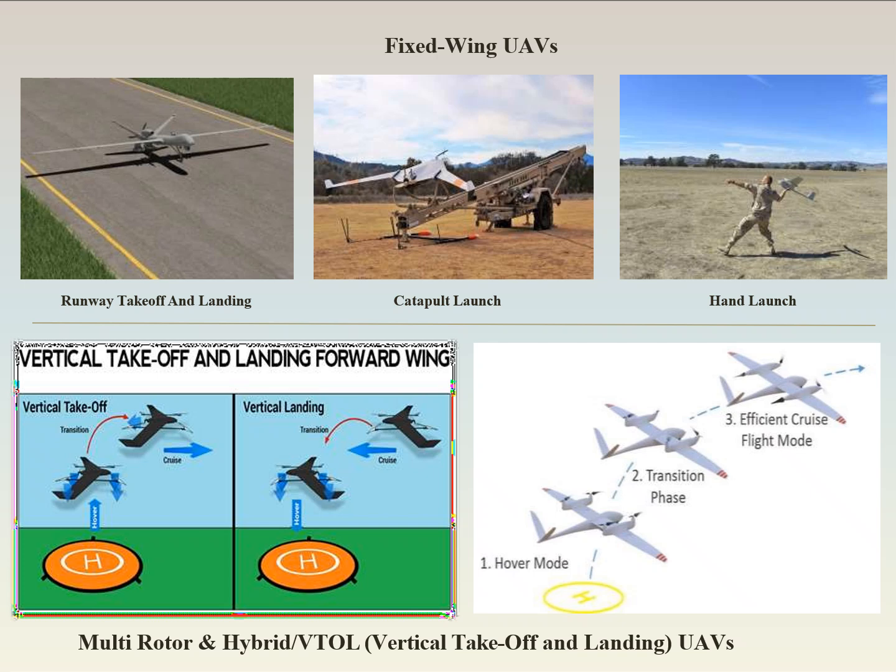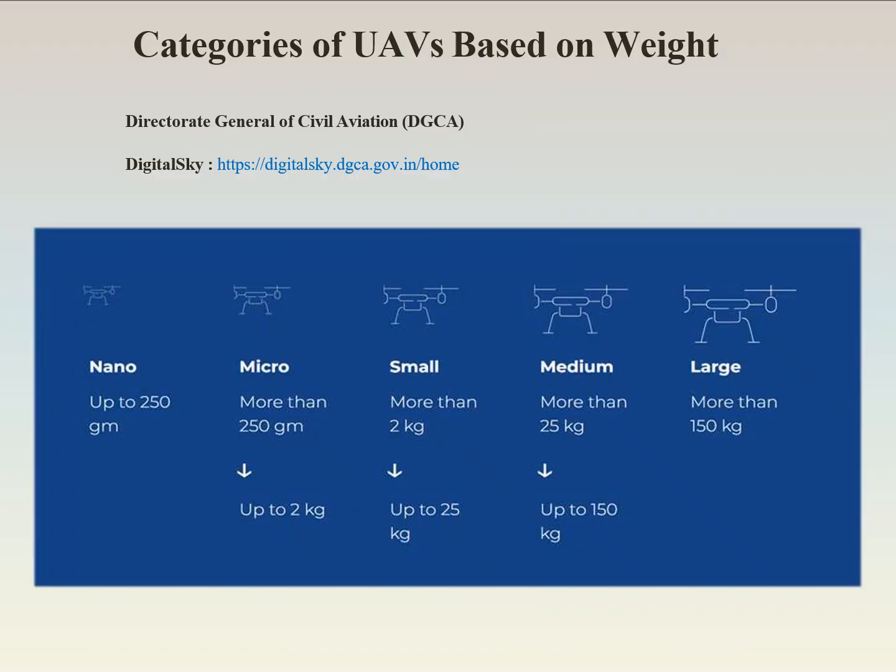Let's see how drones are categorized next. Categories of UAVs based on weight. Not all drones are the same size. In India, the government, through the DGCA, splits drones into categories based on weight. We have got nano drones, tiny ones under 250 grams, like a small toy. Then micro drones, up to 2 kilograms. Small, medium, and large drones go up to 150 kilograms or more.